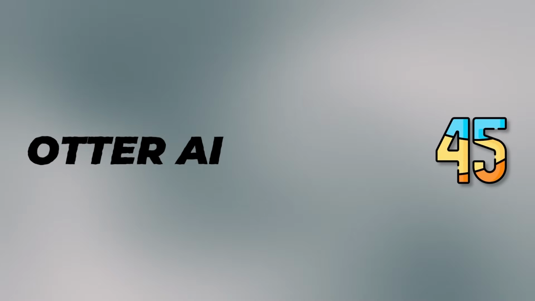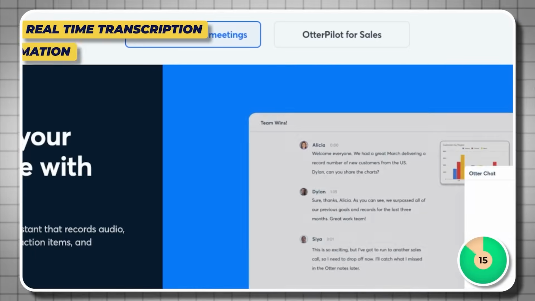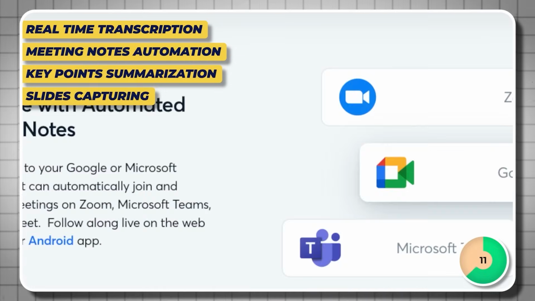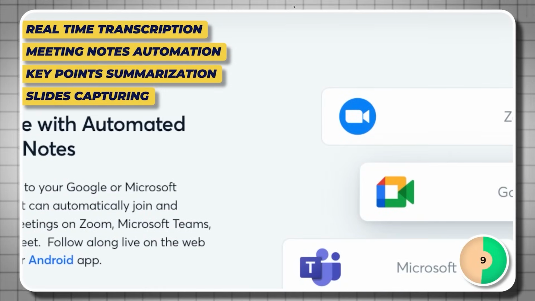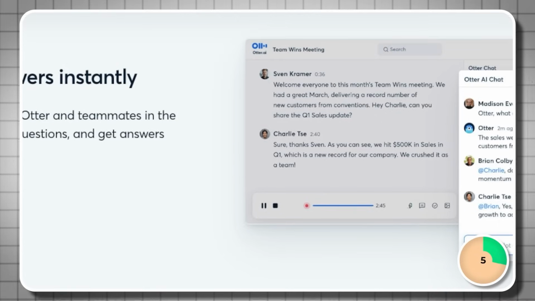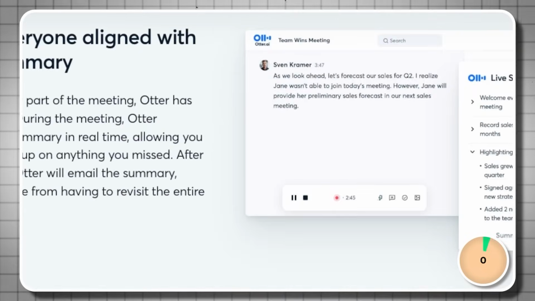At number 45, we have Otter.ai, and that provides you real-time transcription and automates meeting notes, summarizes key points from a meeting, captures slides, and it could integrate with your favorite apps like Zoom. It could work inside of Microsoft Teams, Google Meet. So if a lot of your work takes place remotely, Otter.ai is a really good tool to try out.